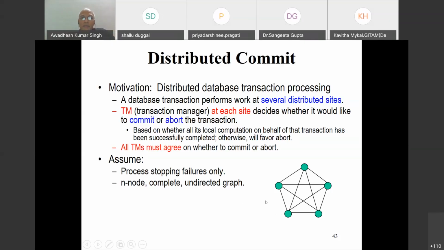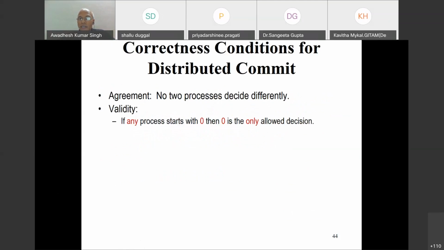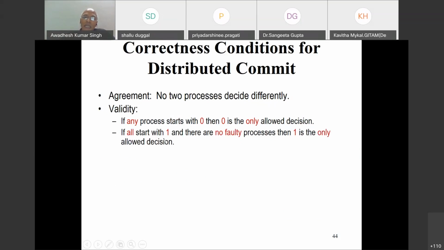So this is another example of consensus algorithm. The correctness is, of course, agreement. No two processes decide differently whether to commit or abort, so everyone should commit. There is one very interesting twist here in the validity: if any process starts with 0, 0 is the only decision, and if all start with 1, no faulty, 1 is the only decision. If everyone says commit, then only commit, and if even a single one said abort, then it has to be aborted.